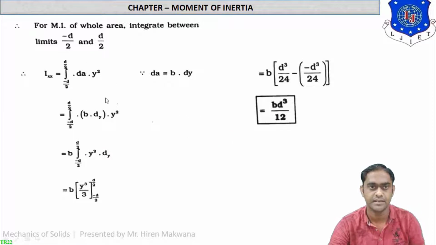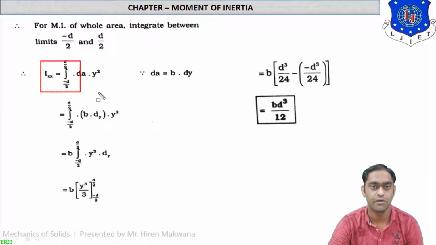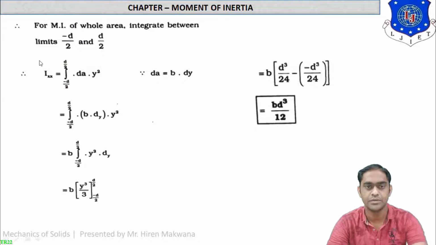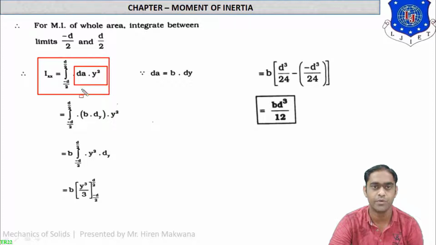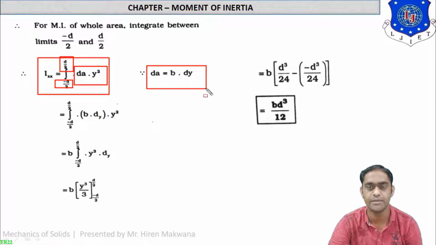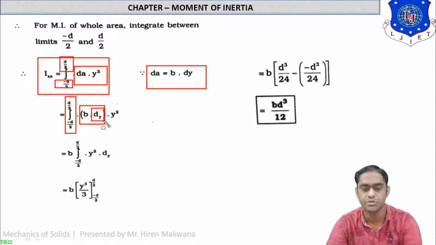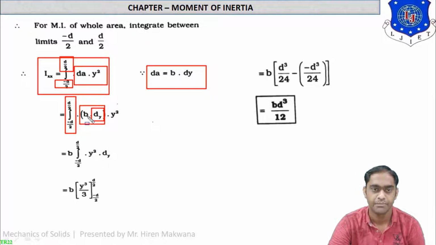So this is the formula of Ixx. It is the integration of the same formula, dA into y square, from minus d by 2 to plus d by 2, where dA is equal to b into dy, the area of the strip. So just replace b into dy in place of area. The limits will be as they are, minus d by 2 to plus d by 2. Now here the variable is y, so while integrating, b will be constant and will be taken out.